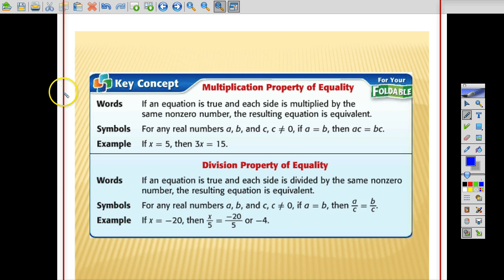Alright, multiplication property and division property, same as addition and subtraction. If you multiply the same number on each side, it's still going to be equal. If you divide the same number on each side, it's still going to be equal.